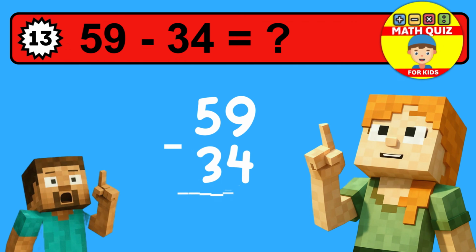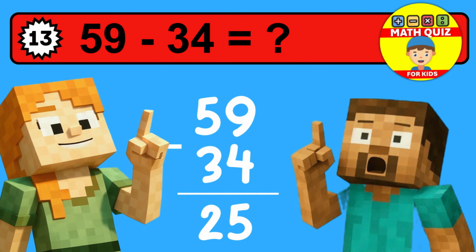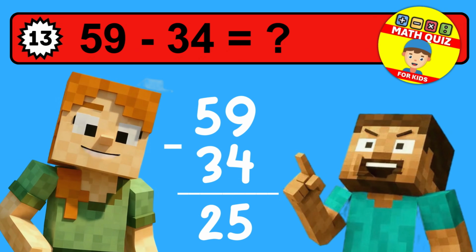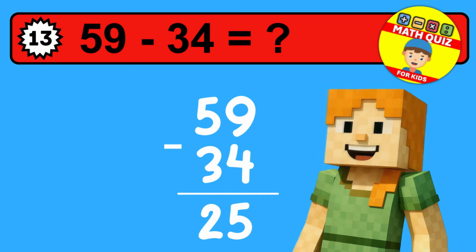Let's solve this step by step. We start with the units. 9 minus 4 is 5. Then we go to the tens. 5 minus 3 is 2. The final answer is 25.